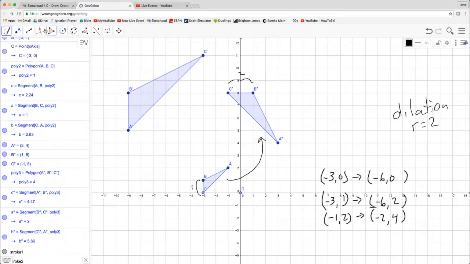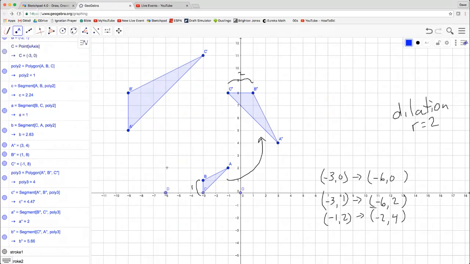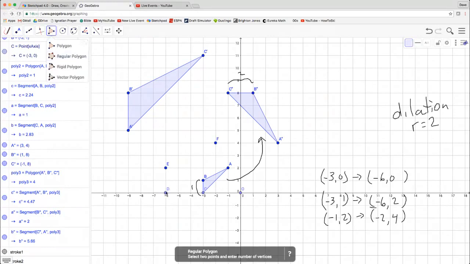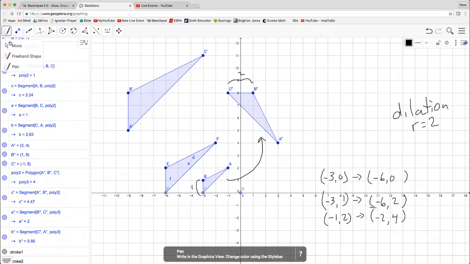So let's make our new points. Here's -6, 0. Here's -6, 2. And here's -2, 4. And we can make our triangle out of that. And we have a triangle now that's the same size. Notice the short side is 2, and it looks to be about the same size. So now what are we going to do?